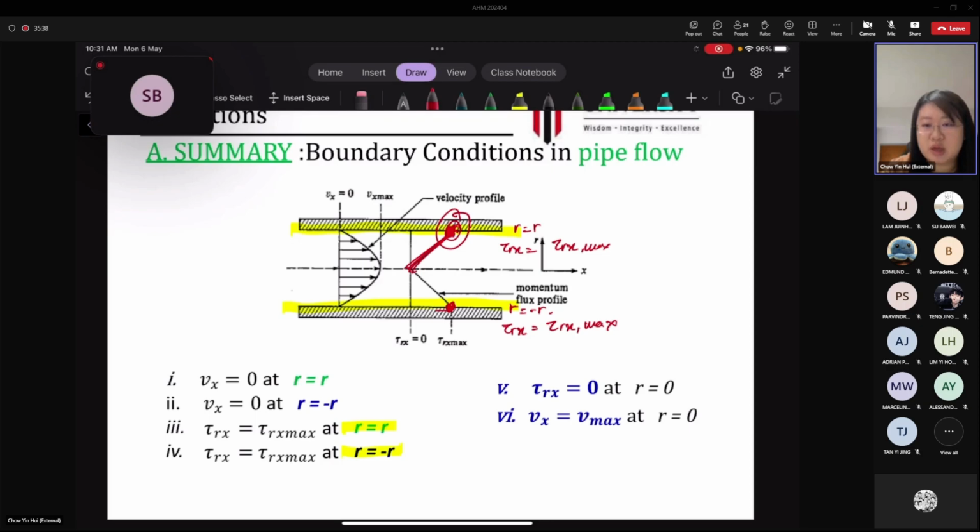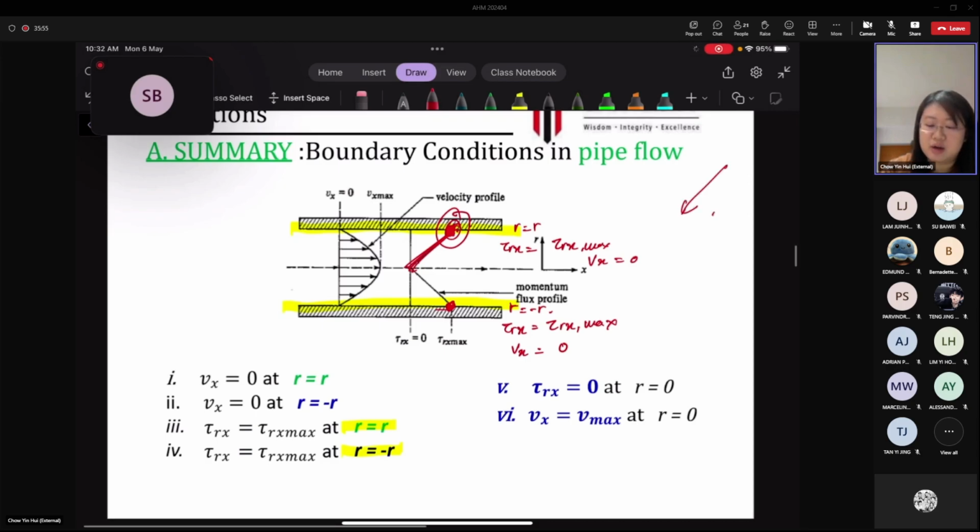Maximum resistance to flow, which is also why in this region the Vx, the velocity of the fluid in x direction, comes to a stop, 0. Okay, the no slip condition. So this is a summary of the velocity profile. That's how you can draw it, and also the momentum flux profile here.